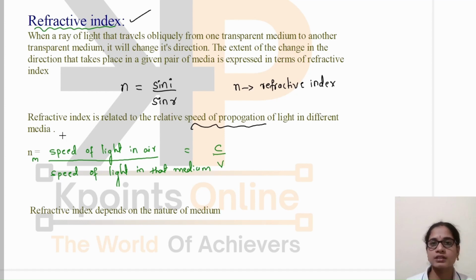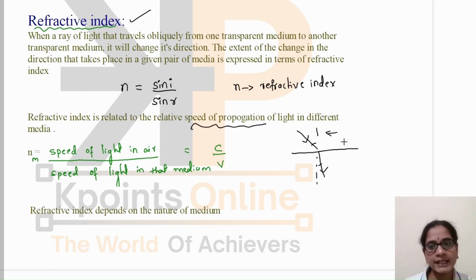Till now we have understood that whenever a light ray travels from one medium to another medium, there is a change in direction. What is the reason behind it? Whenever an incident ray falls on the interface between two media, it changes its direction. Yes, this we have learned. Why does this happen? Because the speed of light is different in different media.